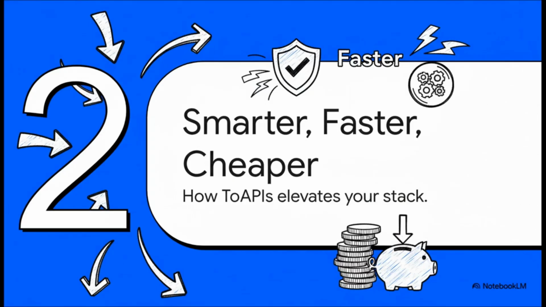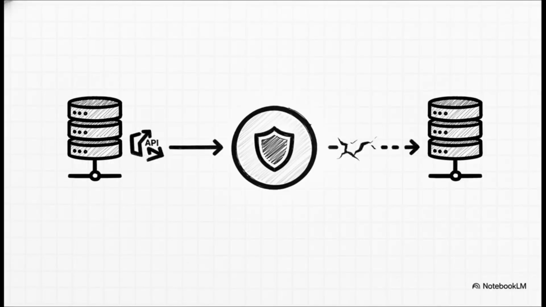Okay, so unified access is one thing, and that's a huge win, but the benefits actually go way deeper. We're talking about elevating your entire stack by making it smarter, faster, and yes, cheaper. First up, making it smarter, which really means reliability. This is absolutely critical for any serious app.